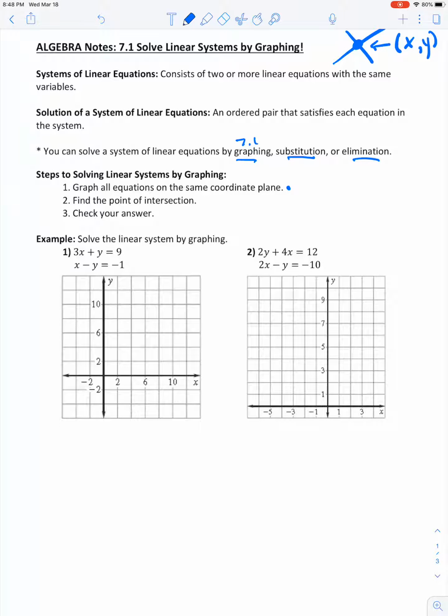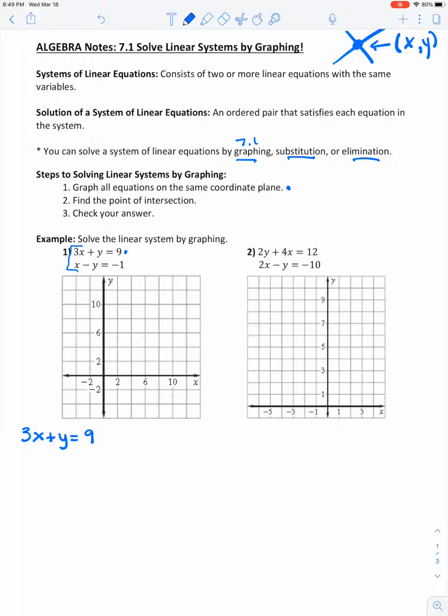If we look at example 1, it says solve the linear system by graphing. So here are my two equations of lines. I'm going to make an XY table for each of those equations. I'm going to call this first equation the blue equation, and I'm going to write that down here: 3x plus y equals 9. Oftentimes we say that it's easier to solve for y to find the XY table. So let's go ahead and do that.